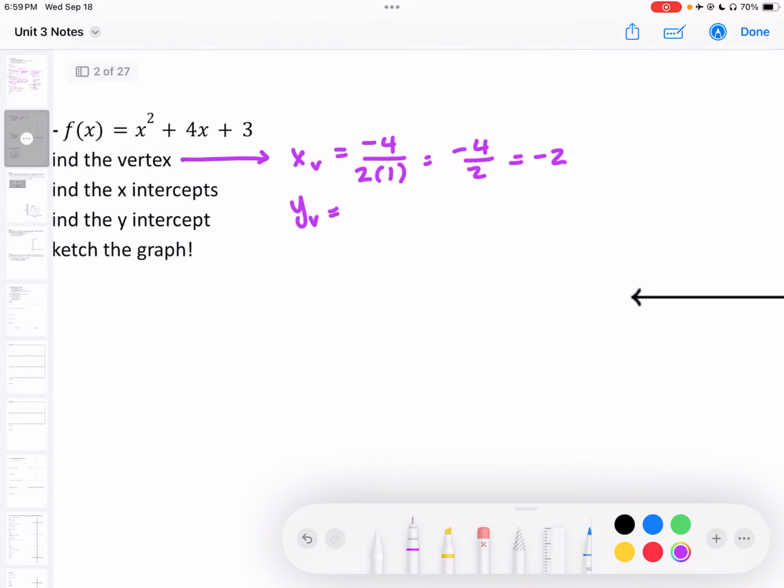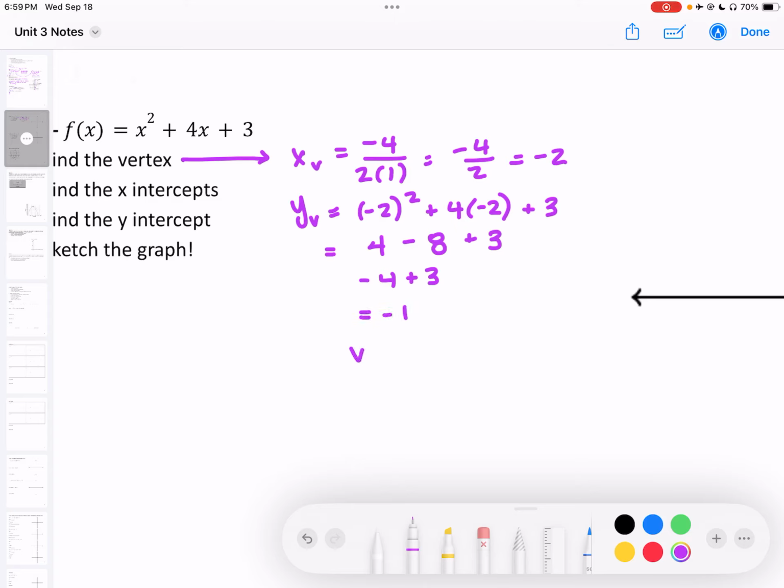So if I plug in negative 2 squared plus 4 times negative 2 plus 3, that is going to get me my y-coordinate. So we have 4 minus 8 plus 3, which gets me negative 1. So my vertex is going to be negative 2, negative 1. That is the first piece of information I need.